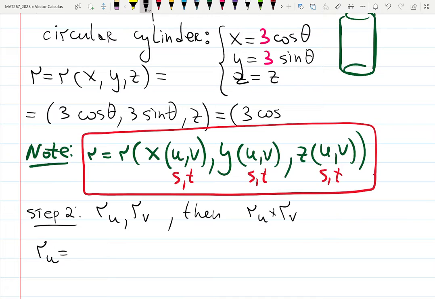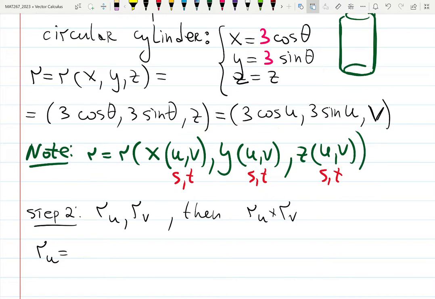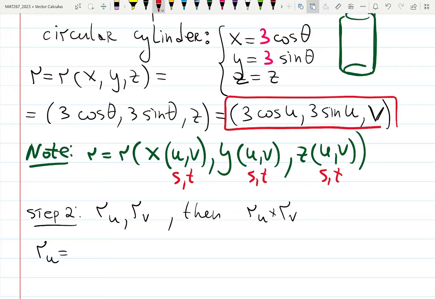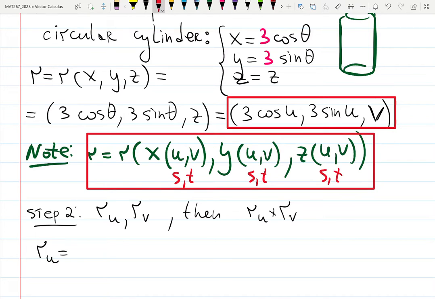3 cosine U, 3 sine U, and Z is V. Like this. So let's put that in the box as well, so I need to know where to look. That's why I'm telling you that putting something in the box is important. It's just visually nice to know where to look when I'm working with the problem. So I'm looking at the box.